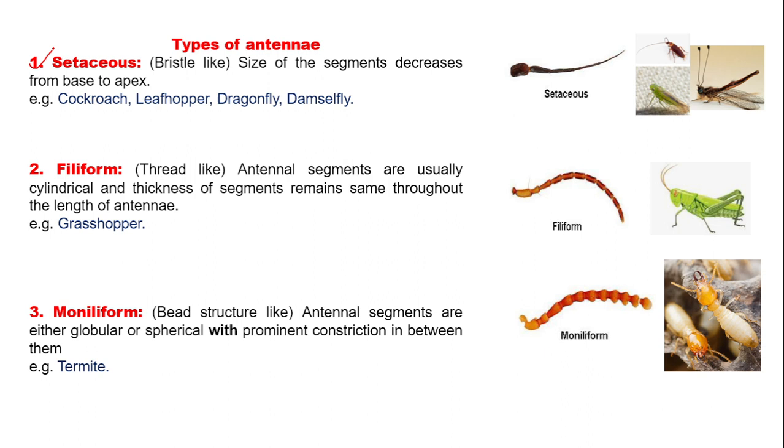Setaceous or bristle-like antennae. In this type of antennae, the size of the segments decreases from base to the apex. See here, basal segments are somewhat larger and their size decreases from base to the apex. Setaceous antennae are found in cockroach, leafhopper, dragonfly, and damselfly.